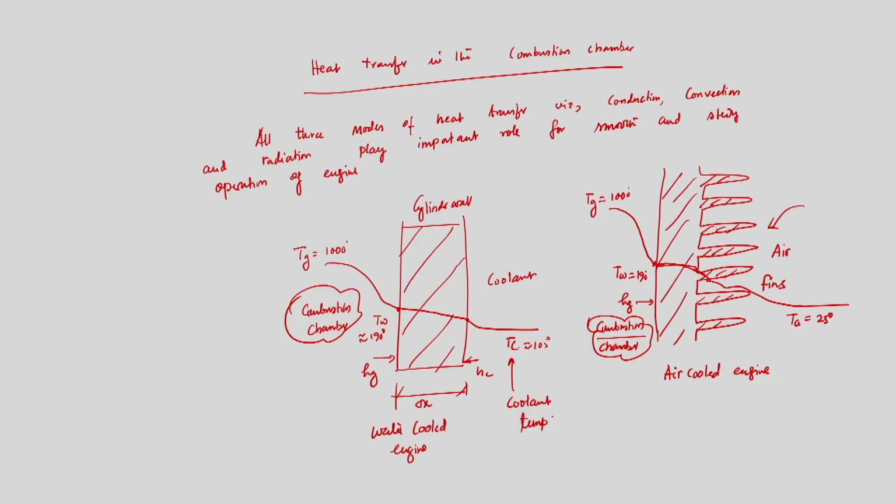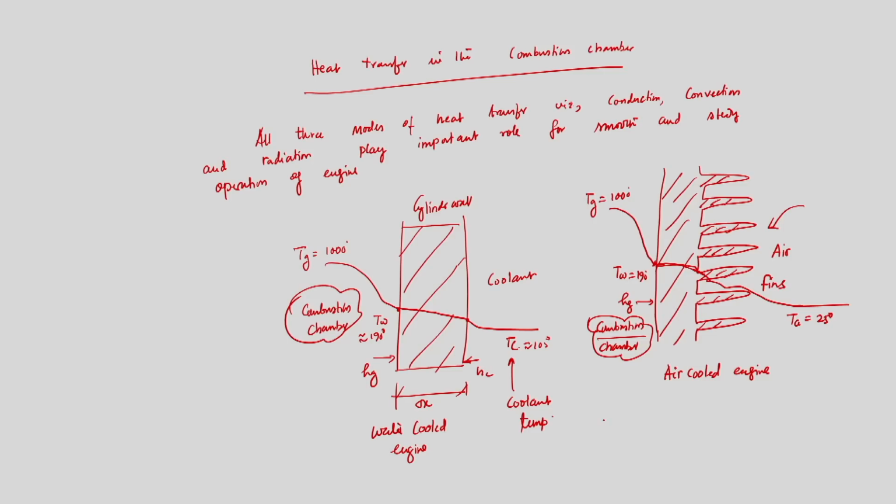So, we have seen there is conduction and convection, and sometimes radiation also plays a role, because if the temperature is so high inside the combustion chamber, then some amount of heat will be transferred because of radiation. So, convection and conduction are the main modes of heat transfer to remove energy from the combustion chamber and keep the cylinder walls from melting. The similarity is there in the case of an air cooled engine.